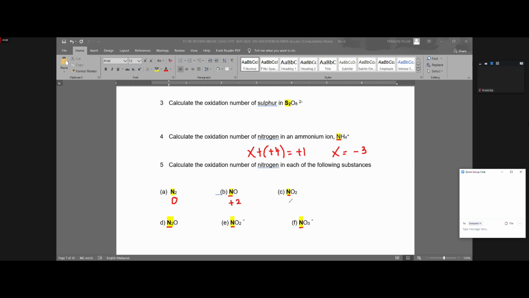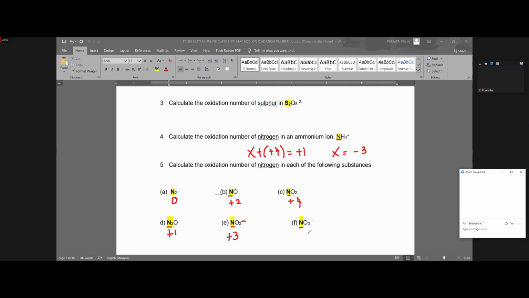Jain, continue C and D. What is the answer for C? C is +4. D? +1. Carry on. NO2 minus. Chu, what answer did you get for E? 3. Cannot. I told you, you cannot put 3, you must put what? +3. Remember, for oxidation number, you must put either a positive or a negative. Yeah, +3. If you put 3, they will mark you wrong.